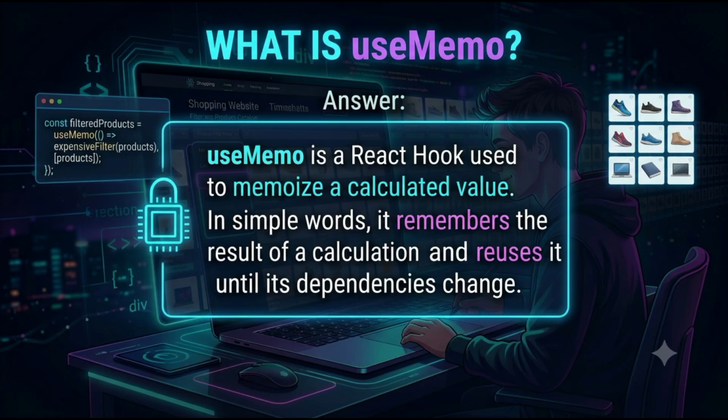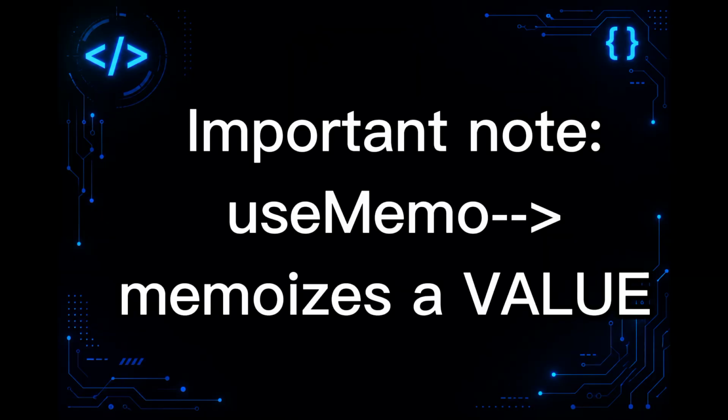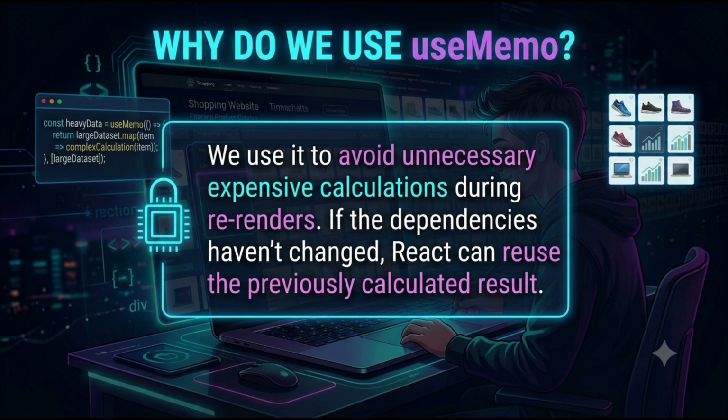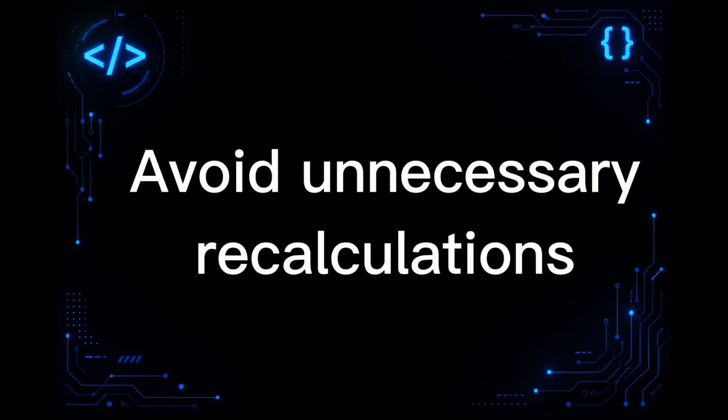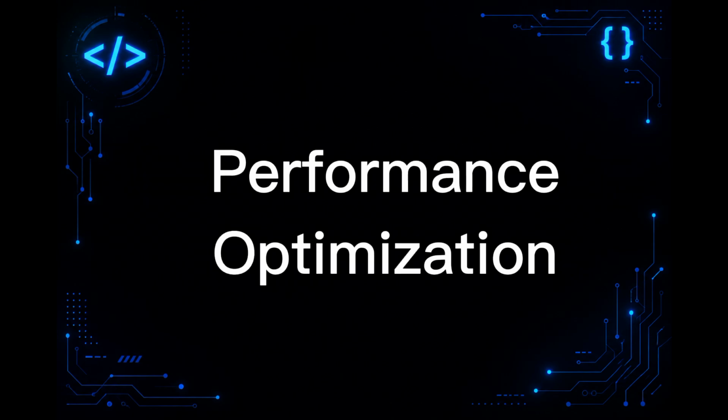What is useMemo? useMemo is a React hook used to memoize a calculated value. In simple words, it remembers the result of a calculation and reuses it until its dependencies change. Why do we use useMemo? We use it to avoid unnecessary expensive calculations during re-renders. If the dependencies haven't changed, React can reuse the previously calculated result. useMemo helps with expensive calculations, avoiding unnecessary recalculations, and performance optimization.